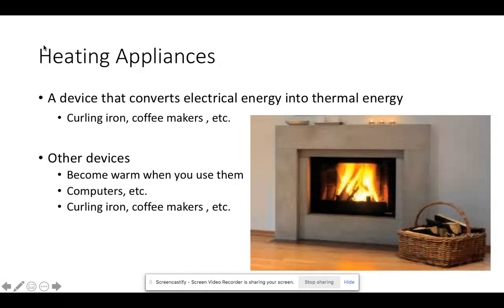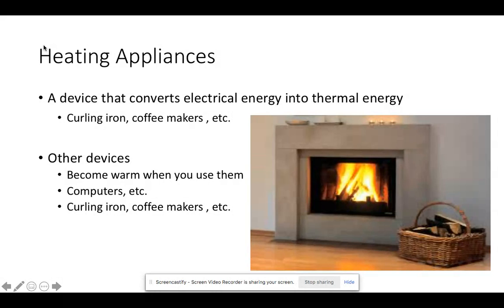One of the main things we use in our houses every day is devices that change electrical energy into thermal energy. Things like your curling iron, your coffee makers, etc., are all plugged into an electrical outlet, and they create thermal energy. My oven is electric, so it is plugged in and it converts electric energy and allows me to cook on my stovetop and bake in my oven.